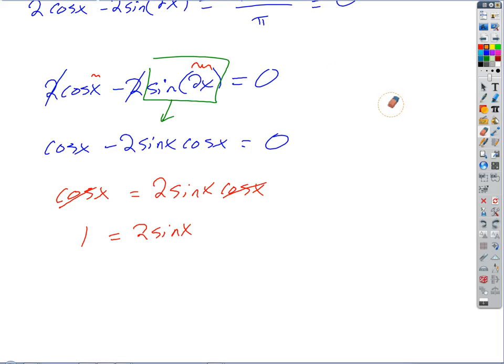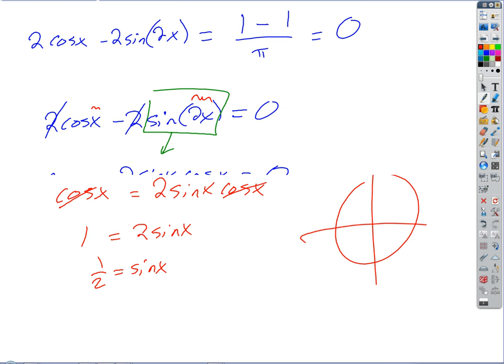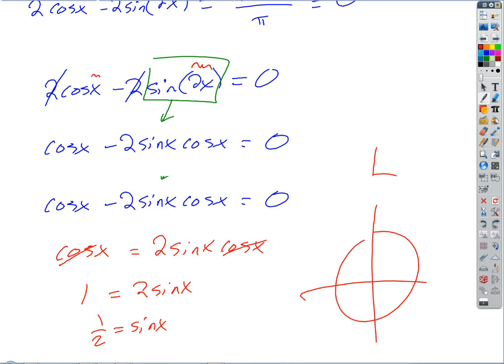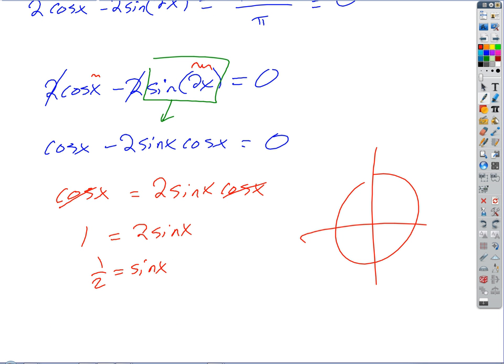Okay, but we could wrap this up. We could divide each side by 2 and get 1/2 equals sine x, and then just go to the unit circle, right? And on our interval, from 0 to pi, where does sine equal 1/2? So we're going from here up to there. So pi over 6 would work, or 5 pi over 6. Okay, but we missed something.